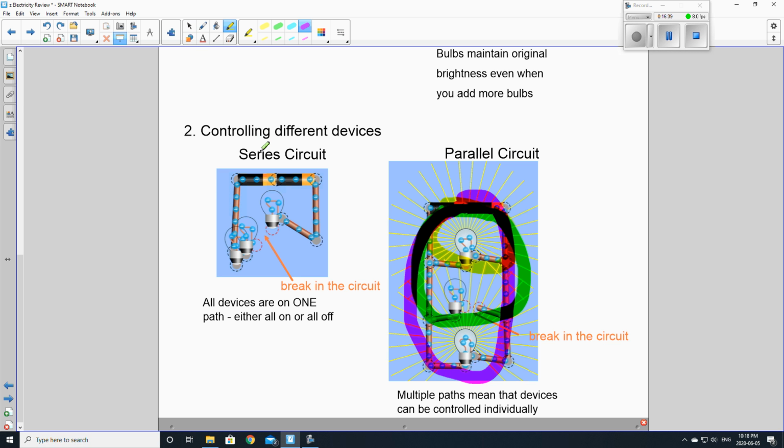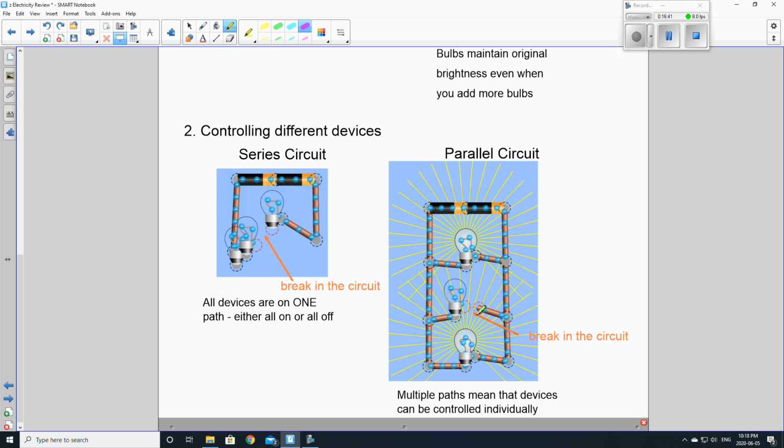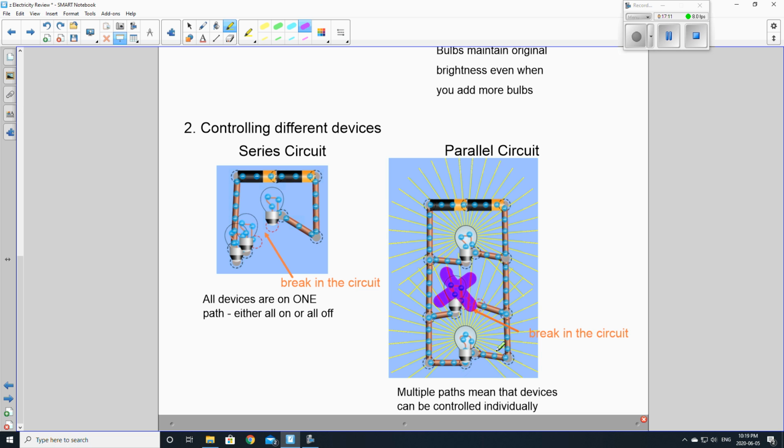Notice that because they are on 3 individual loops, even though there's a break in the circuit here, this light bulb is off, right? It's not working, but that's okay. Notice that the other ones are still working, okay? This was from our PhET simulation, okay? Over here, the electrons can't flow, right? Because there's a break in the circuit. So nothing is on here, right? Nothing is on because this is a series circuit and there's only one path, okay? This is really important, obviously, okay?